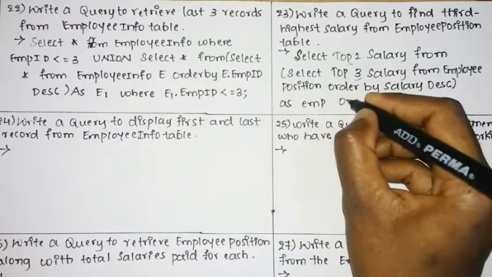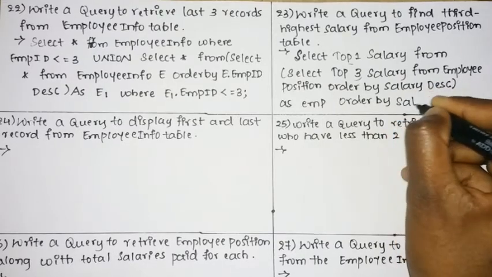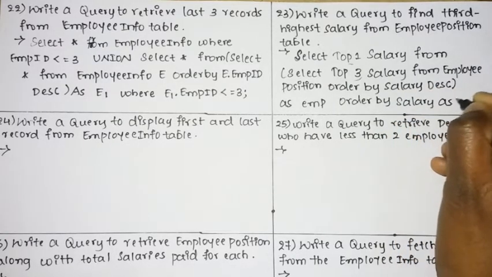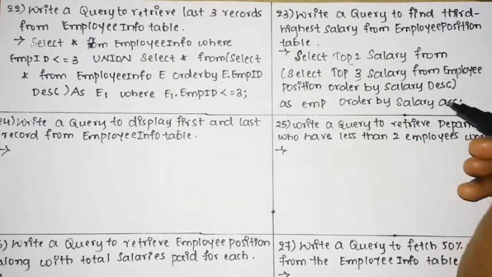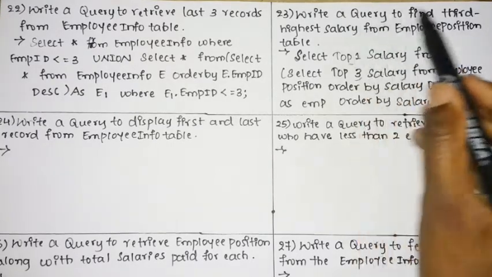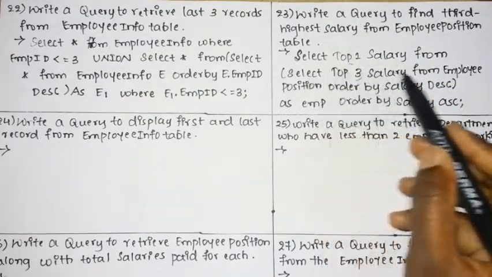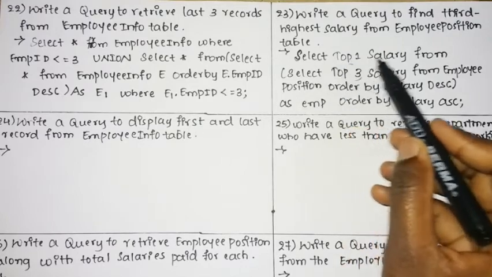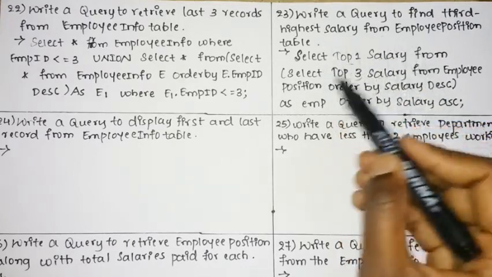Then this should be order by. So order by salary in ascending order. So order it again. You are going to order it by ascending order, because the first thing is you need to find the third highest salary. So this is going to give top one salary. So top one salary is the highest salary. In that we need the third highest salary.